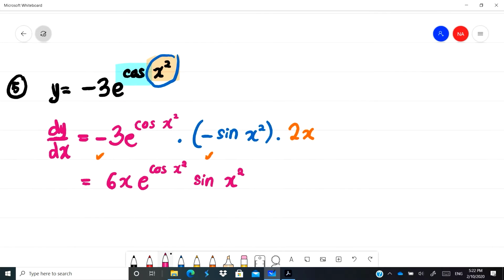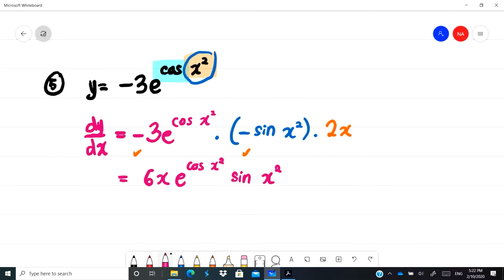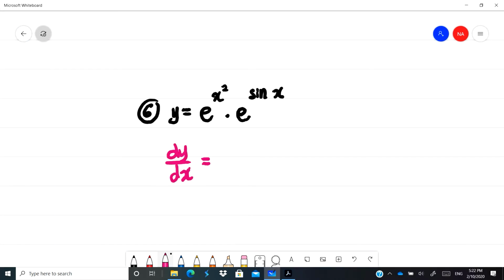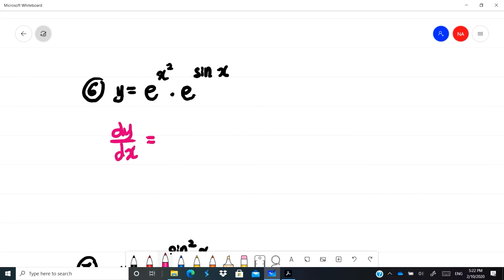So we have done 5 questions for exponential. Okay, let's look at the next example. What if we have something like this?